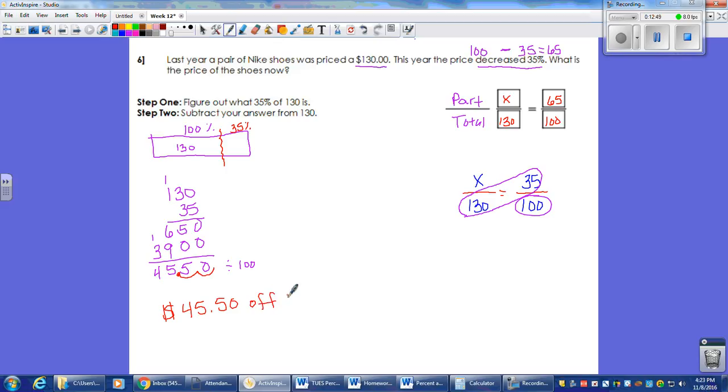So what I need to do is, I'll do it over here, $130 minus the $45.50 to get the price that I will be paying. So whenever I do this, you would get $84.50. And that is how much you are actually paying.